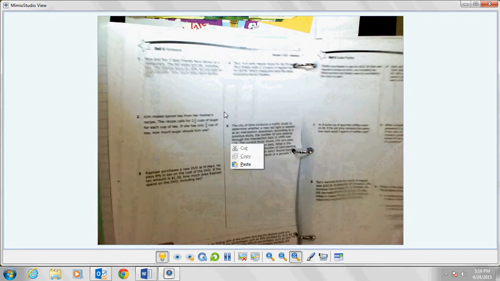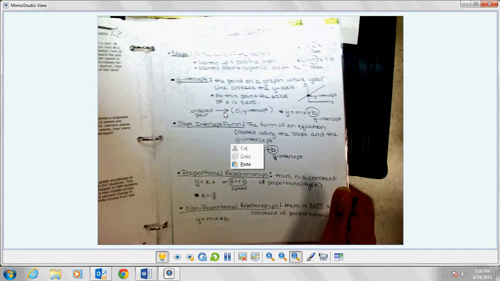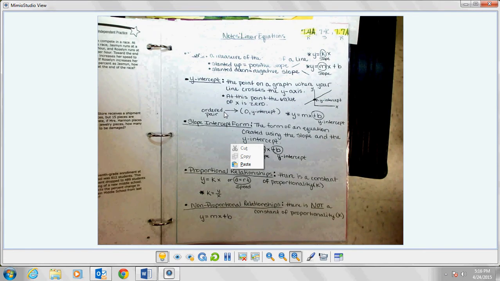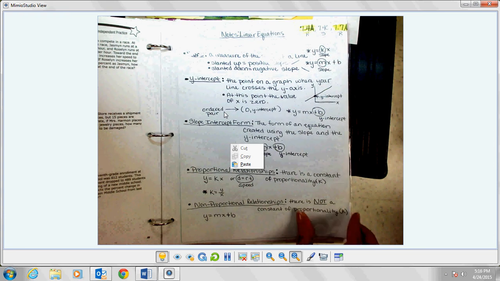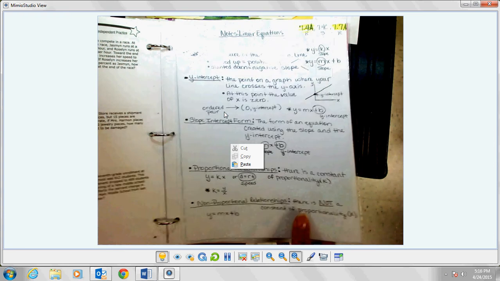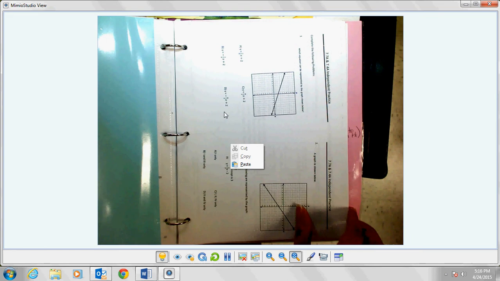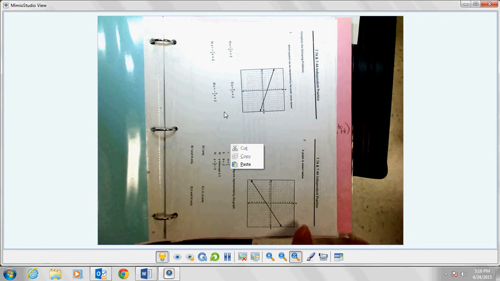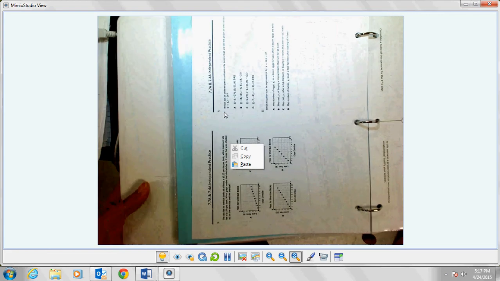Okay, next you should have your linear equations notes, which was a handout that was copied and given to you. It's just one side. Next, you should have your 7.7a and 4a independent practice worksheet that looks like this. So there's your front, there's your back. Next, you should have your Meet the In-Laws and your Meet the Parents papers that we did in class.